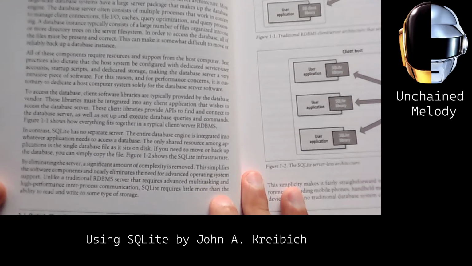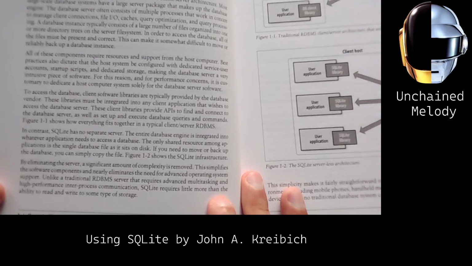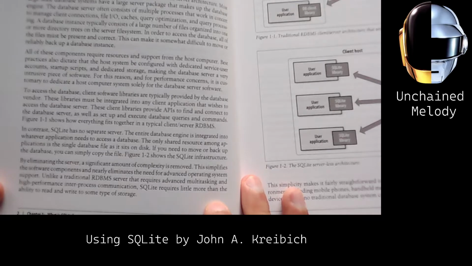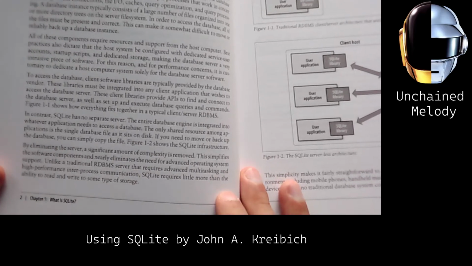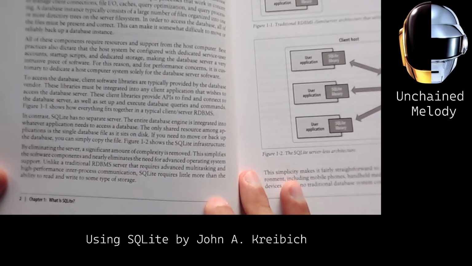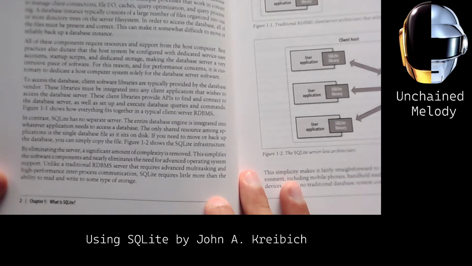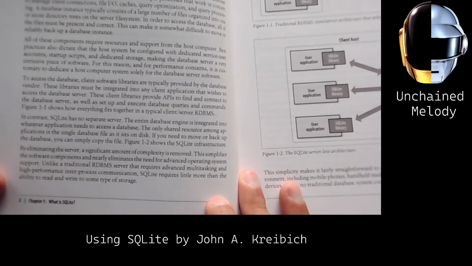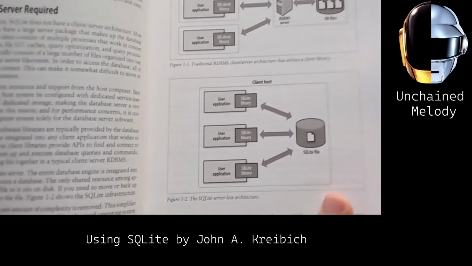By eliminating the server, a significant amount of complexity is removed. This simplifies the software components and nearly eliminates the need for advanced operating system support. Unlike a traditional RDBMS server that requires advanced multitasking and high-performance inter-process communication, SQLite requires little more than the ability to read and write some type of storage.